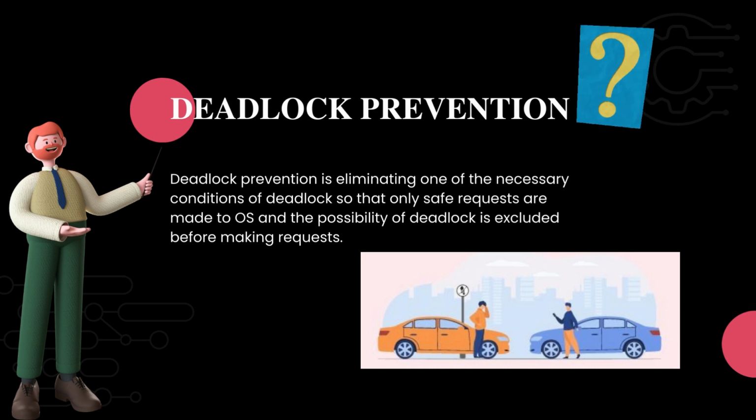Deadlock prevention means eliminating one of the four scenarios that cause deadlock. Through this process, the OS will only receive safe requests and the system will not become unresponsive due to a deadlock occurring.